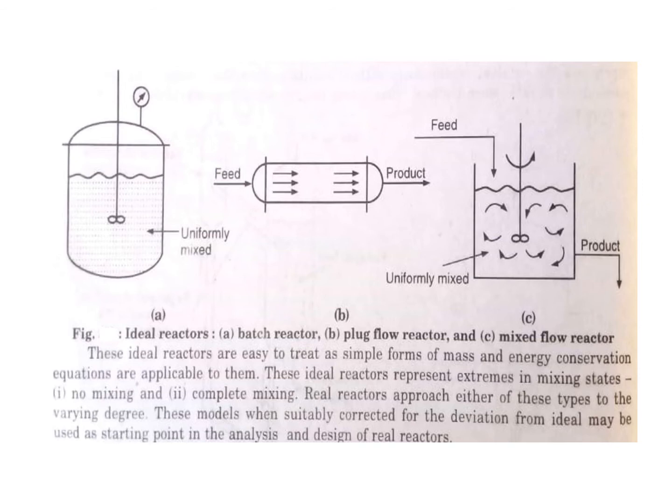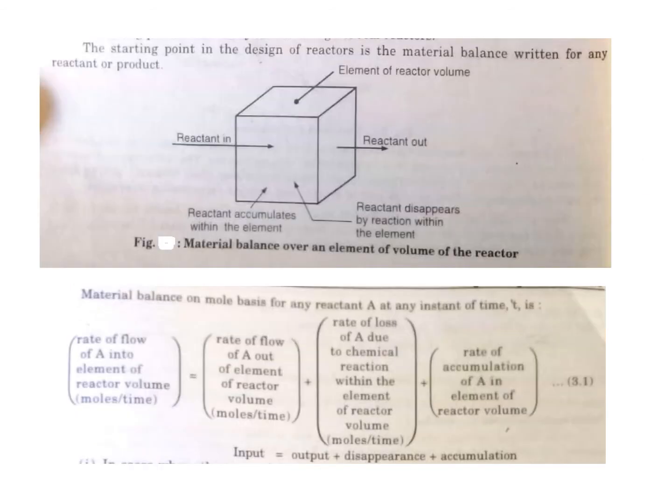Real reactors approach either of the types to a varying degree, or these models, suitably corrected for deviation from ideal, may be used as a starting point in the analysis and also in the design of real reactors. So with the help of these ideal reactors, we will proceed with the material balance over an element of volume of any particular reactor. We start the design of the reactor with the material balance written for a reactant or product.